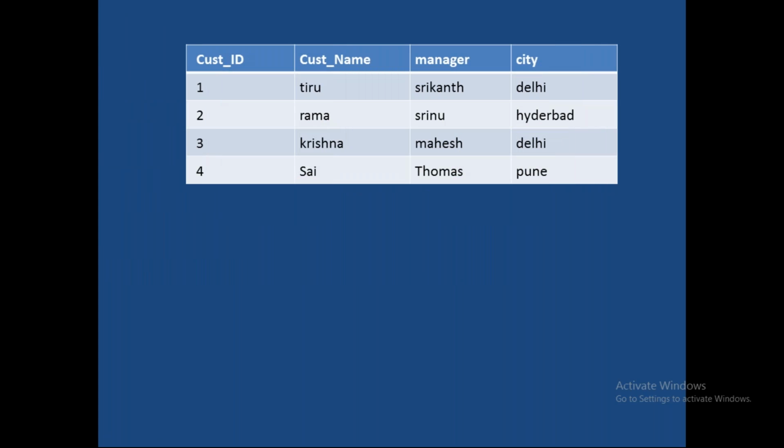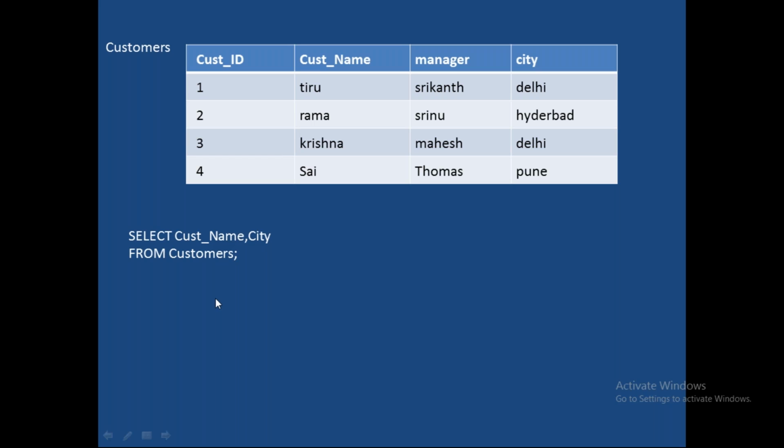Fine. Now let's imagine I have this particular data: customer ID, customer name, manager, and city. Let's imagine you have a customers table. Now in this customers table, my query is something like this: SELECT customer name, city FROM customers. Can anybody guess and tell me what my result is going to be?